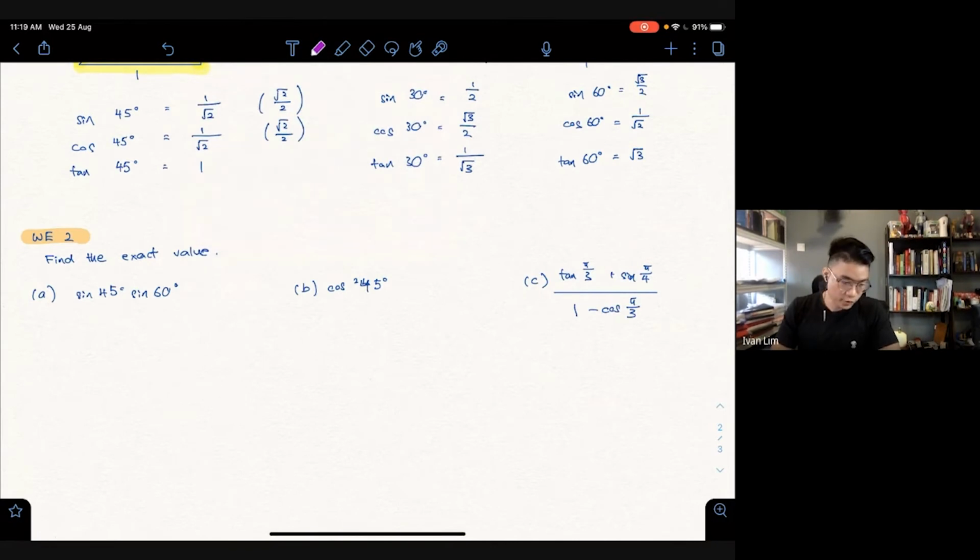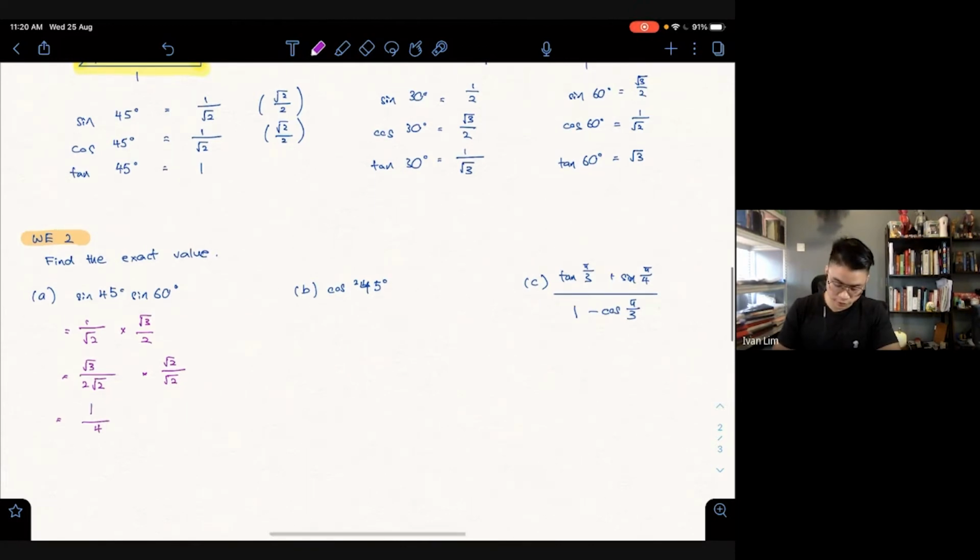Sine 45 degrees. So we go find out what is sine 45 degrees. 1 over root 2. Sine 60 degrees will be root 3 over 2. So times root 3 over 2. So what will you get? Just multiply it. Root 3 over 2 root 2. Okay, let's have the habit of rationalizing the denominator because that is the standard form that your textbook uses. So times root 2 over root 2. Your bottom, you'll get 2 times 2, so it becomes 4. Your top, root 3 times root 2, square root A times root B will become root AB, so you can write it as root 6. Okay, so your final answer will be root 6 over 4.